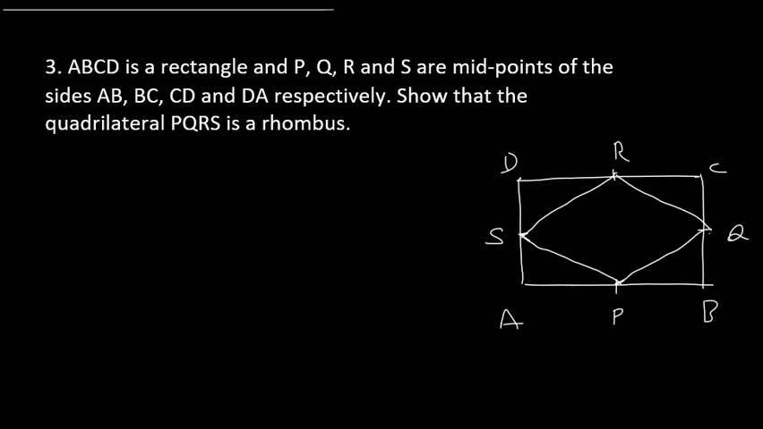one thing we can do is use the Pythagoras theorem. As AB and DC are equal in length, if P and R are their midpoints, suppose AB is 2x. Then AP and PB are each x, and likewise on this side. Similarly, if AD is 2y, then BC is also 2y, and S and Q are the midpoints, so each part is y. If you use the Pythagoras theorem, you get the length of PQ equal to QR equal to RS equal to SP. Hence, as all four lengths are equal, PQRS is a rhombus.